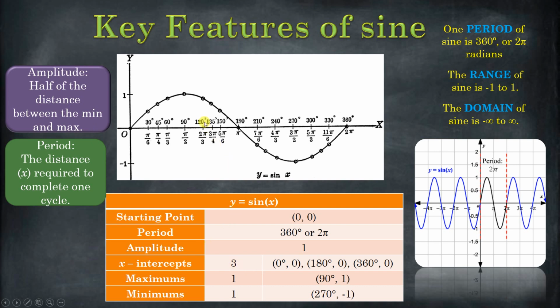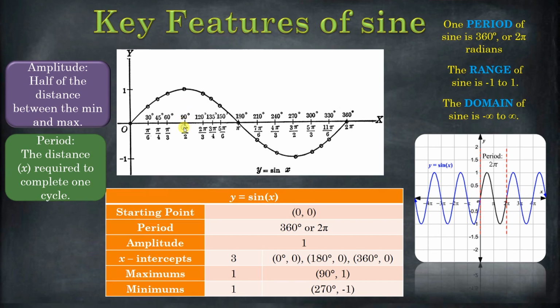The amplitude of sine is 1. Amplitude is the difference between the maximum and the minimum divided by 2. So if the maximum is 1 and the minimum is -1, that's a distance of 2. 2 divided by 2 is just 1. So the amplitude of sine is just 1. The amplitude of cosine is exactly the same, 1.